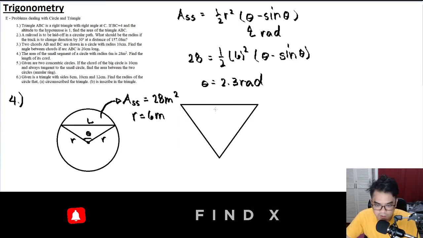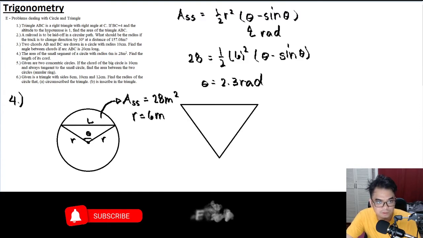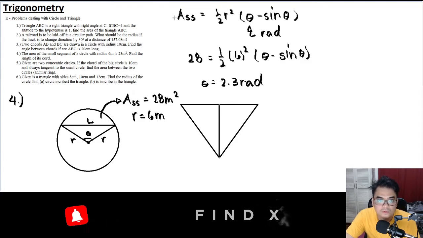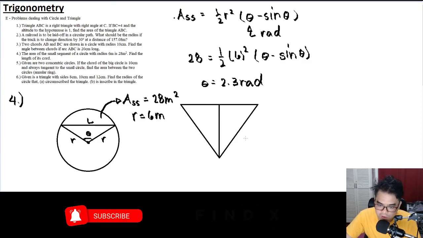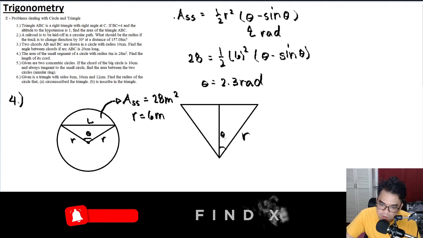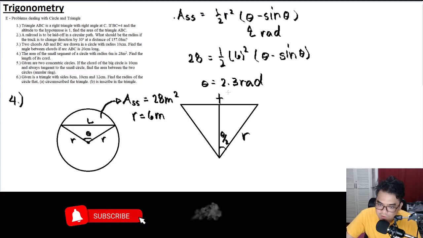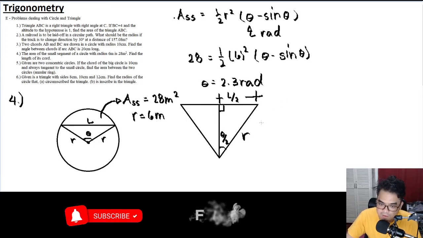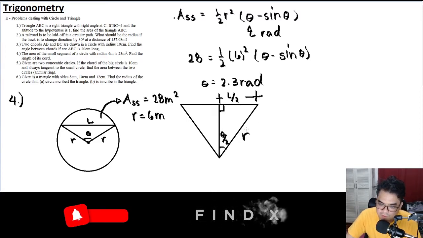If I isolate a triangle, I can split it into two. Okay. Therefore, this is still R, right? This is still R, but this angle will be theta over 2, right? And this side is L over 2. Okay, so now this is just a right triangle. So for the angle theta over 2, L over 2 is opposite, and R is the hypotenuse.